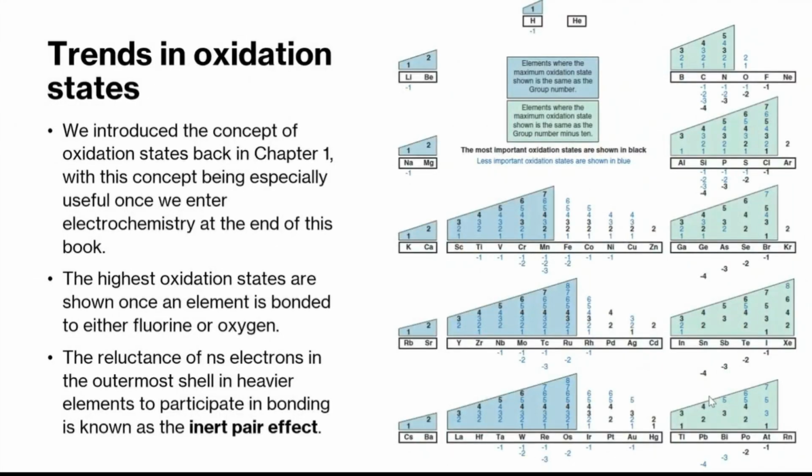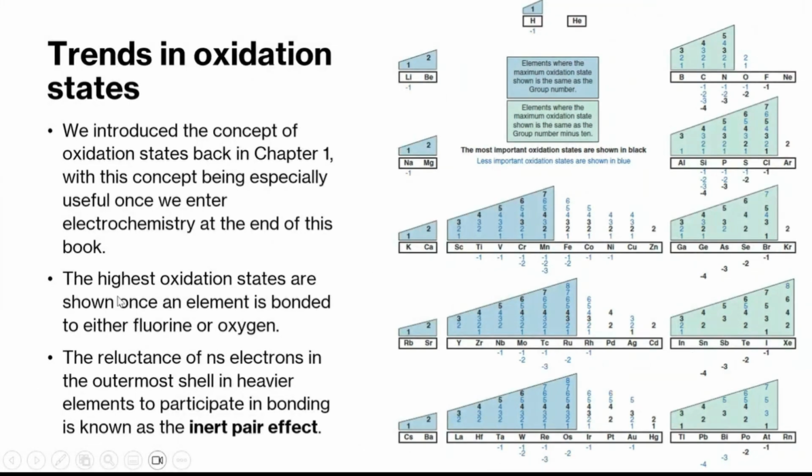Now, we introduced what oxidation states were back in chapter 1, and this will be useful once we enter electrochemistry at the end of this book. So, the highest oxidation states are shown once an element is bonded to either fluorine or oxygen. That's because fluorine and oxygen are the most down bad for electrons, or in other words, you can just say that they're super electronegative. In addition, the reluctance of ns electrons in the outermost shell in heavier elements to participate in bonding is known as the inert pair effect. And this is another heavy element rule that you'll have to follow.